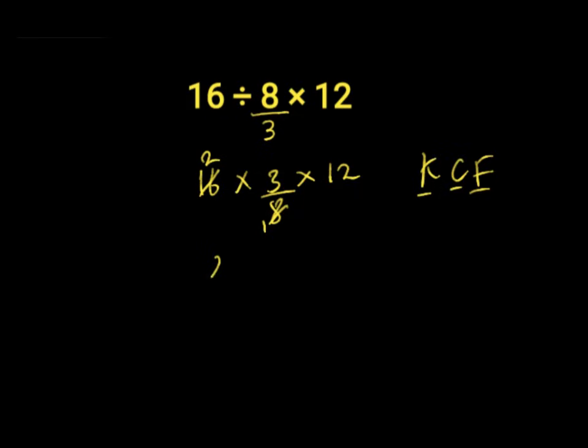Then we have 2 times 3 times 12. Now we are going to work from our left to our right, which is we are going to solve 2 times 3 first. 2 times 3 will give us 6. Then we have 6 times 12. 6 times 12 is equals to 72. 72 is the right answer to this question.